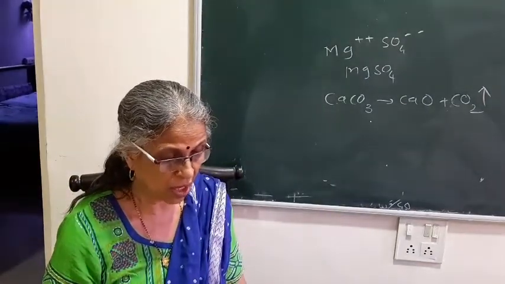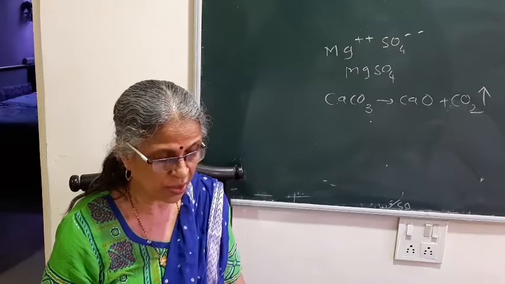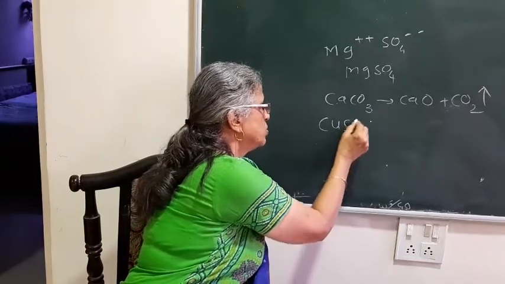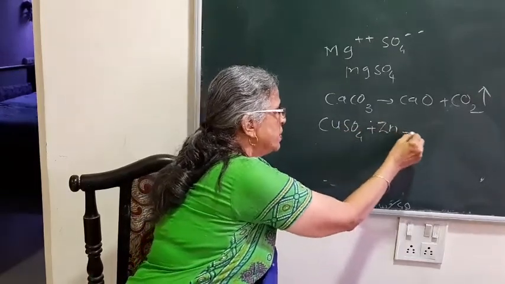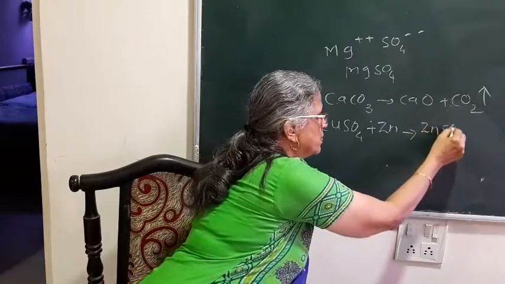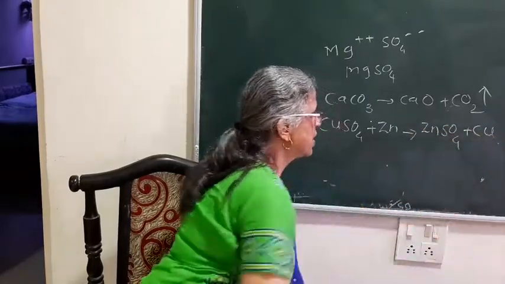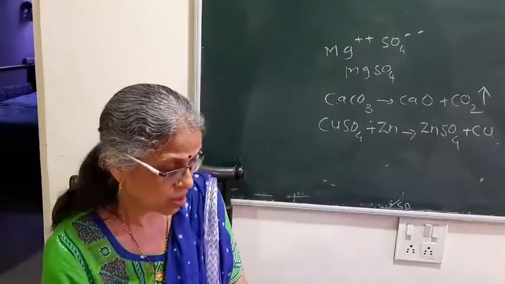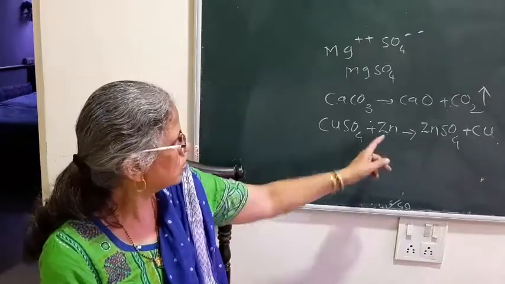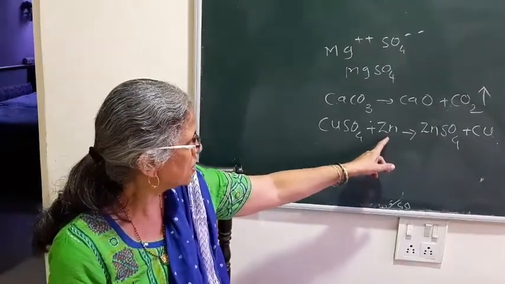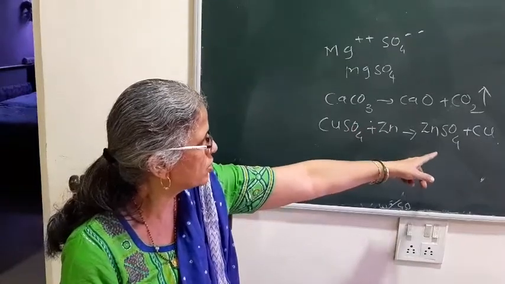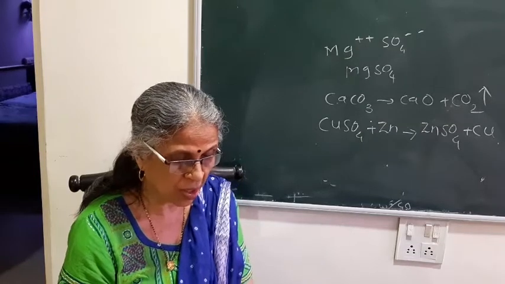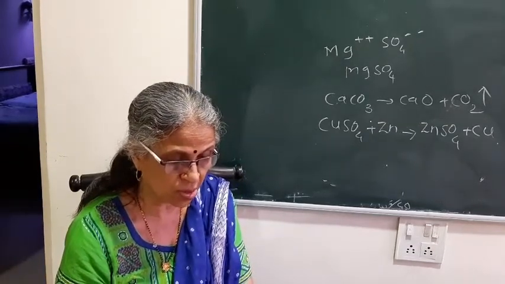Then add zinc dust into copper sulfate solution. The equation will be ZnSO4 plus Cu. In this reaction, as zinc is more reactive than copper, this zinc will displace copper from the copper sulfate solution and take the place of copper, and there is a formation of zinc sulfate solution, and copper will be deposited on zinc, and thus it appears reddish brown. So that is the answer. It is a displacement reaction.